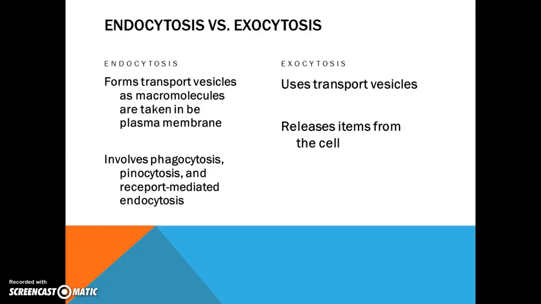Next we're going to be talking about endocytosis and exocytosis. We talked a little bit about endocytosis previously. Endo meaning into, exo meaning out of. So endocytosis is taking things into the cell, things that would be too large to go straight through the plasma membrane or through those protein channels.